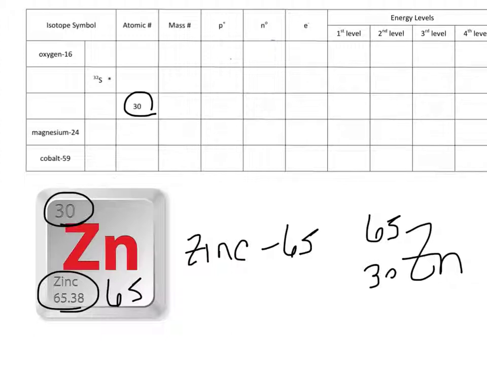So we already have the atomic number of 30, which means that there are 30 protons, and if you want 30 positive protons, you want 30 negative electrons. The mass number is 65, and so to get the number of neutrons, you just subtract those two, and you get 35.